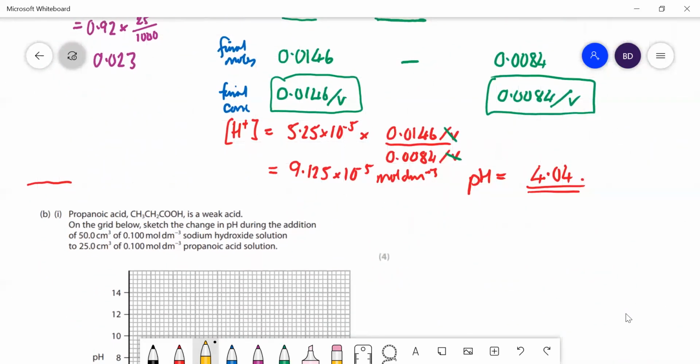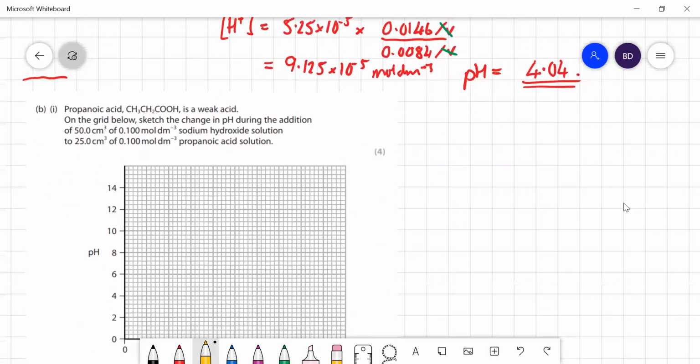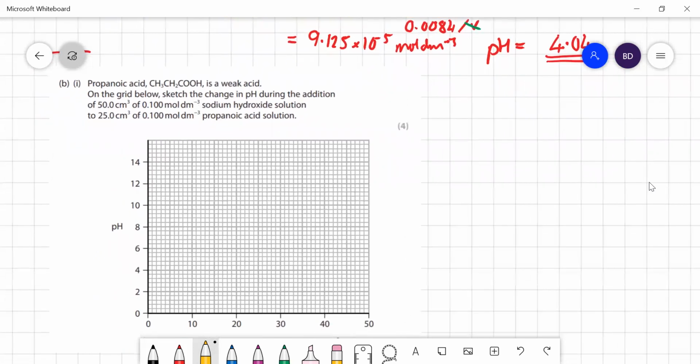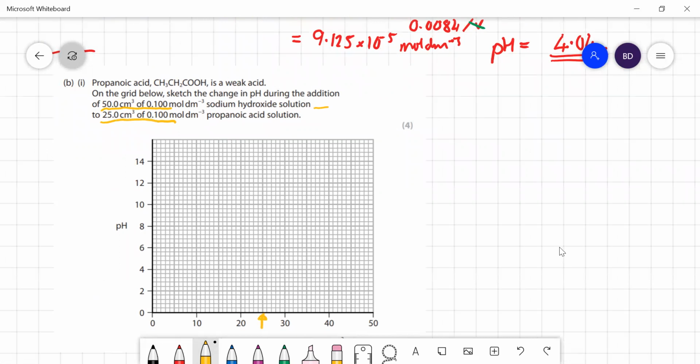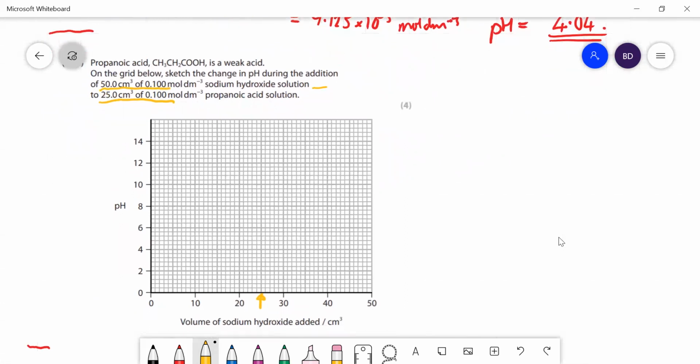Okay, propanoic acid is a weak acid. On the grid below, sketch the change in pH during the addition of sodium hydroxide. So we've got that much sodium hydroxide we're going to add to that much propanoic acid. Now you can see we're the same concentration of both, so that means the end point is going to come at 25. That's where our end point is going to be, and we're going to go past the end point. We're going to carry on adding more sodium hydroxide. So we've got to draw a titration curve, right?